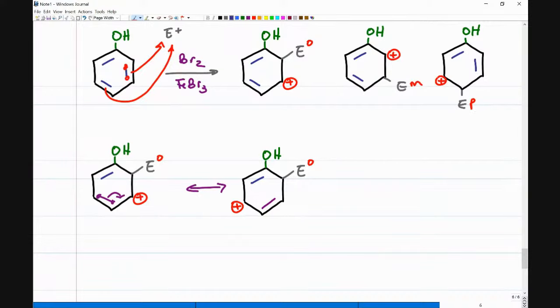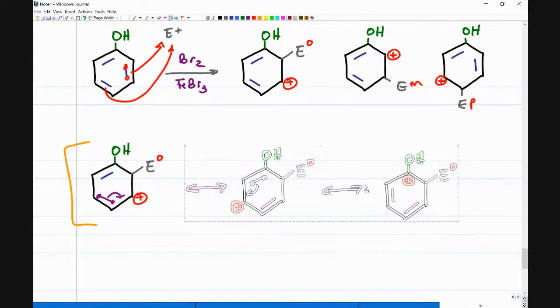I can have one more resonance structure where the blue electrons go this way. And that will give me something that looks like this. The blue moved. It is now sitting over here. The carbocation moved. It is now sitting over here. Now, technically, these are the three resonance structures for the sigma complex. But am I done? Do I have only 3 resonance structures for this intermediate?